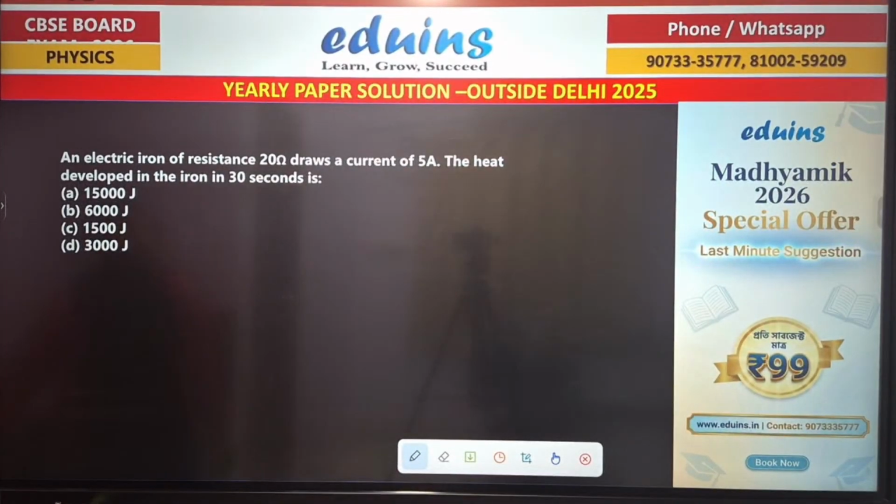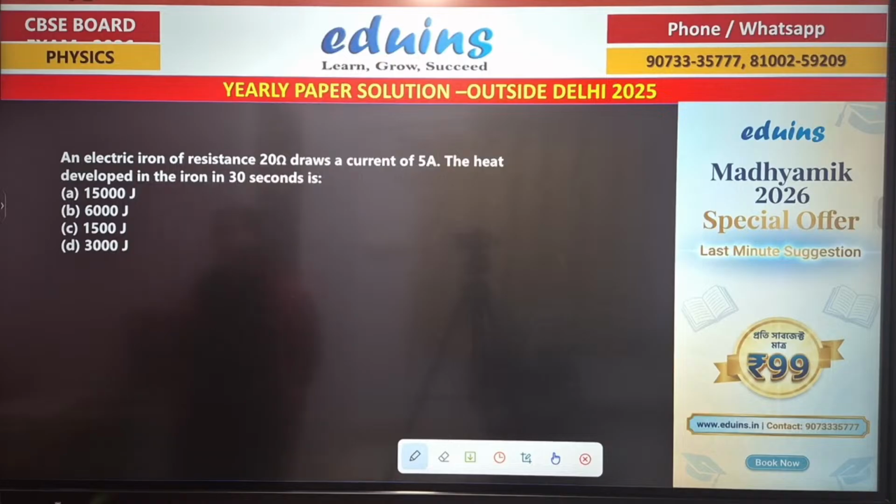An electric iron of resistance 20 ohm draws a current of 5 ampere. The heat developed in the iron in 30 seconds is. So this is the question from Joule's heating. 15,000 joule, 6,000 joule, 1,500 joule and 3,000 joule. What will be the answer?